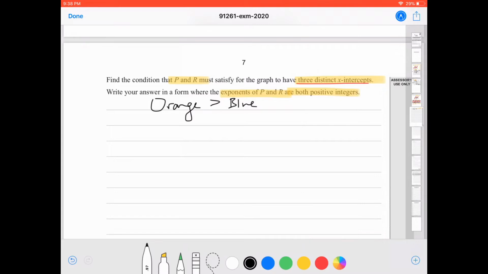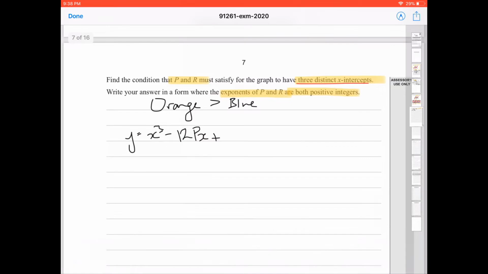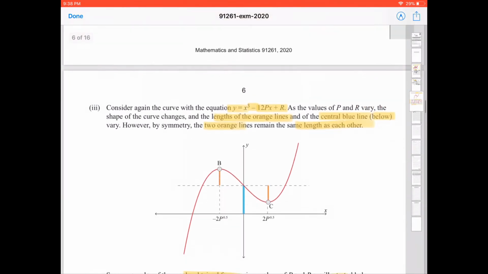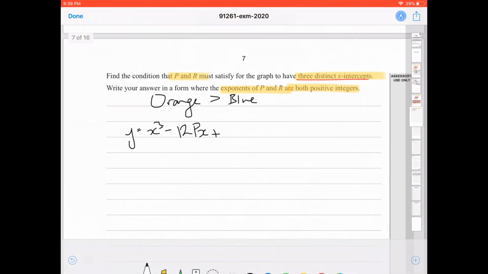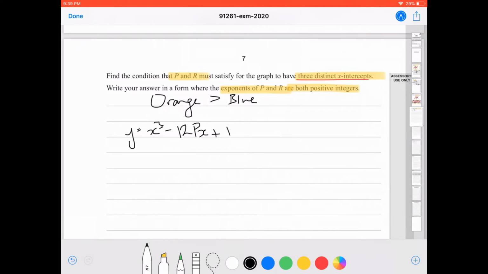Now, what to do now? Let's just write down our equation. We've got y equals x cubed minus 12px plus r. I have to check this. X cubed minus 12px plus r. Oh yeah, that's right, r. Okay, plus r.